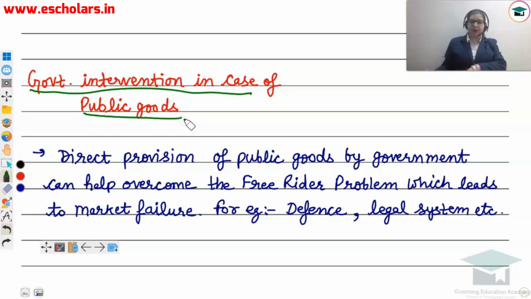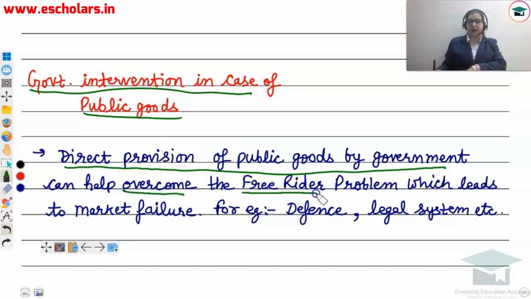That is the steps taken by the government in order to minimize the market failure which arises due to the public goods. So first we have direct provision of public goods by the government. Basically, the government itself produces and supplies the public goods to the people living in the society in order to overcome the free rider problem, which leads to market failure. For example, the government provides defense services, legal system services, etc.